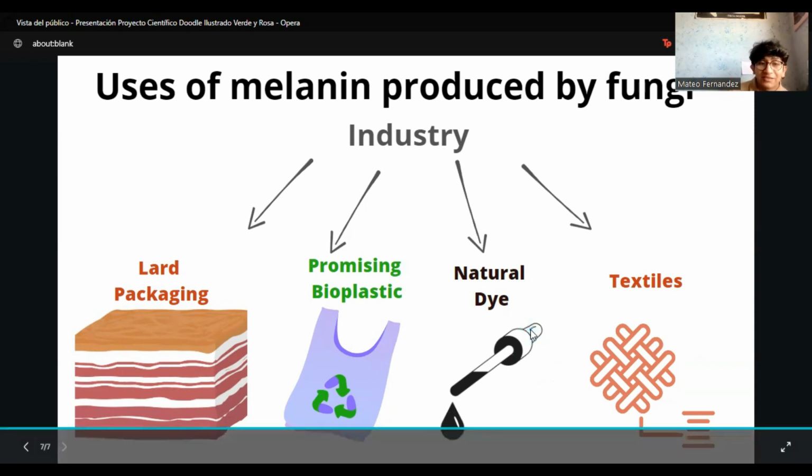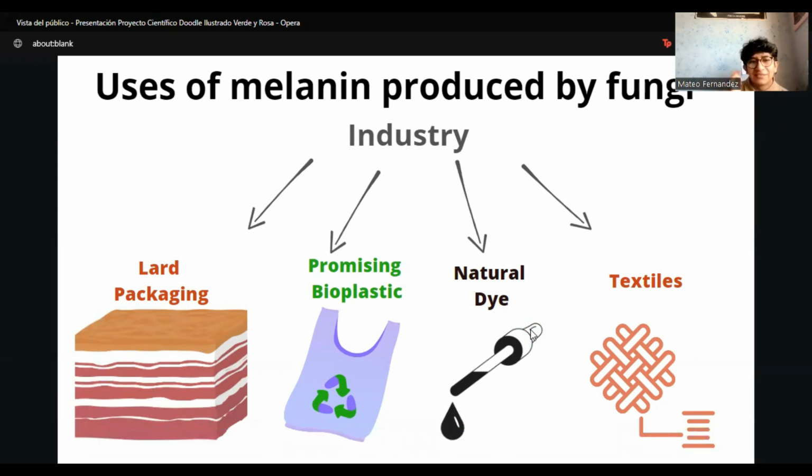The study of natural dyes has gained popularity as they are considered safer and more environmentally friendly than synthetic dyes for food, textile, and material uses. Recently, researchers were able to dye popular fabrics using melanin produced by Lasiodiplodia theobromae.